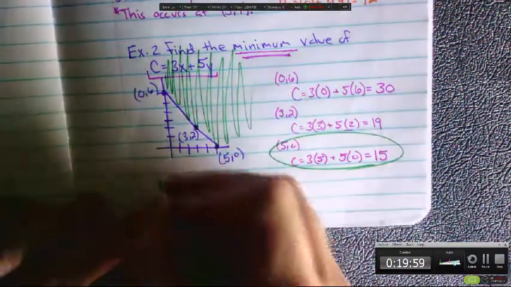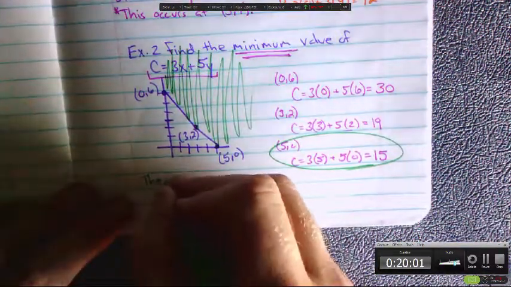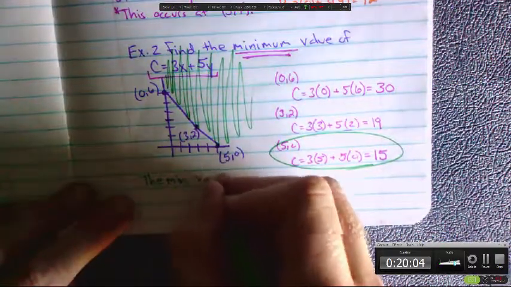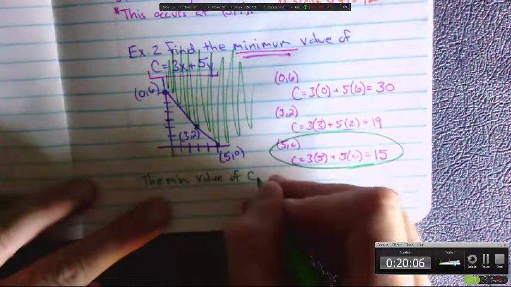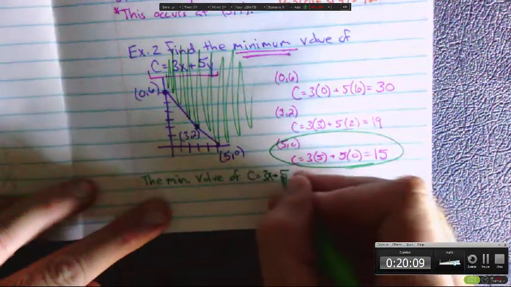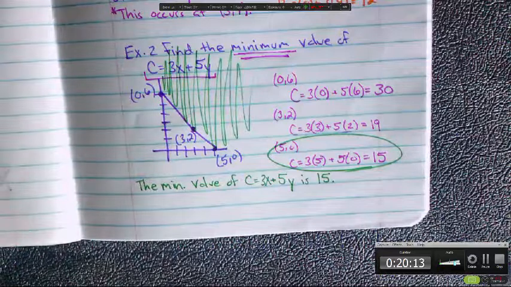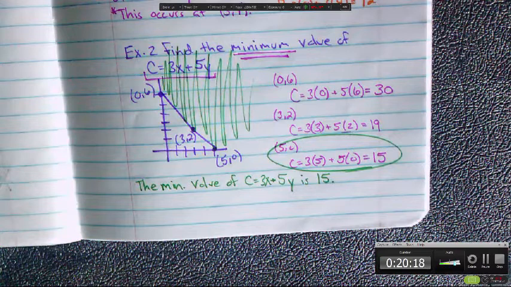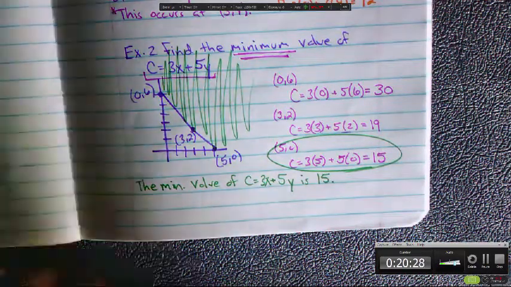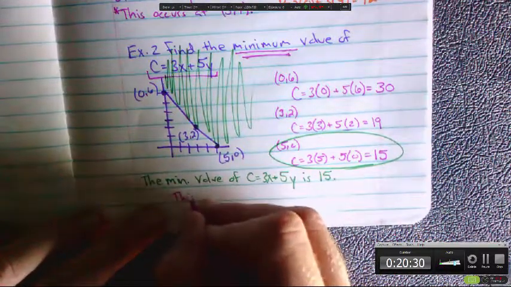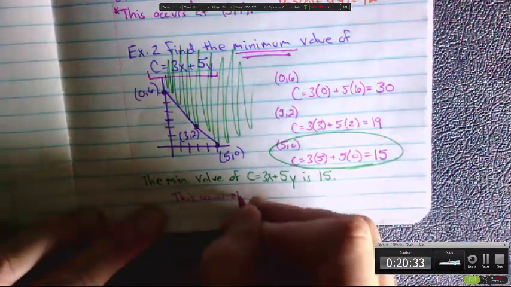So our minimum value, the minimum value of C equals 3x plus 5y is 15. And once again, this problem is not asking where it occurs, but it could. If it said, where does this occur, we would say this occurs at the ordered pair 5, 0. So once again, this occurs at 5, 0.